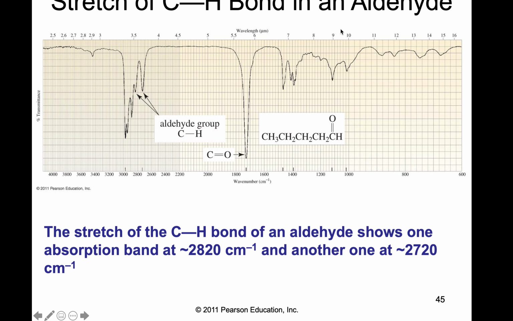Aldehydes. You study all the carbonyls, carbon-oxygen double bond scenarios, ketone, aldehyde, carboxylic acid, ester, anhydride, amide, acid halide. All of those are studied in organic two. Well, don't forget the aldehyde now is going to have those two bands for the CH stretches, symmetric and asymmetric, of an aldehyde. And an aldehyde also has a very powerful carbon-oxygen bond.